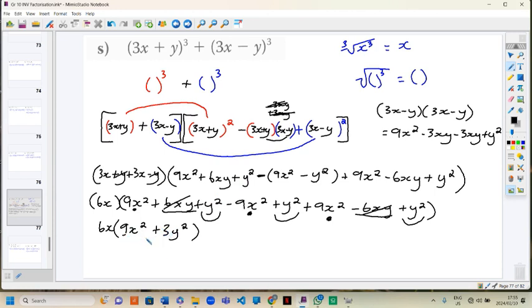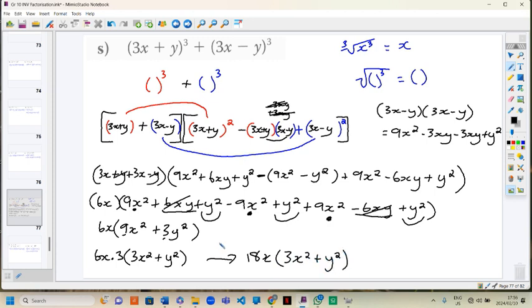Yes, there's a common factor there. Common factor of 3. I'm going to keep my 6x here. That little dot just means multiply. And I'm going to take out a common factor of 3. What's left? I've got 3x squared plus y squared. Now this 6x is being multiplied with the 3. So what is 6 times 3? 6 times 3 is 18, good. 18x, and left with 3x squared plus y squared.